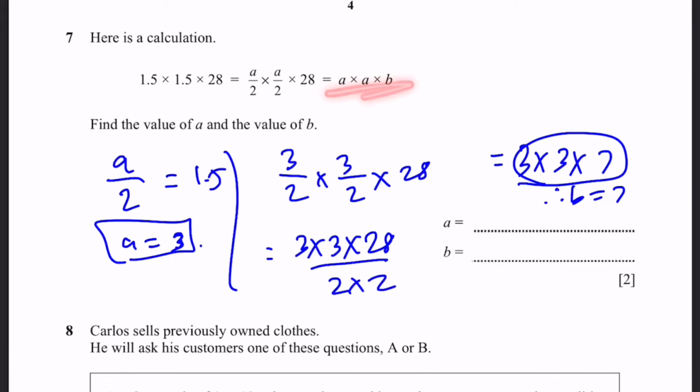Since this is in the form of a times b, you can see that a is there twice, so 3 times 3, and then we have a third number, b, which is 7. So a is 3, b is 7, that's our answer.